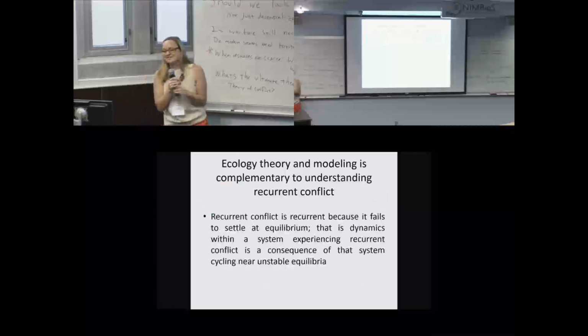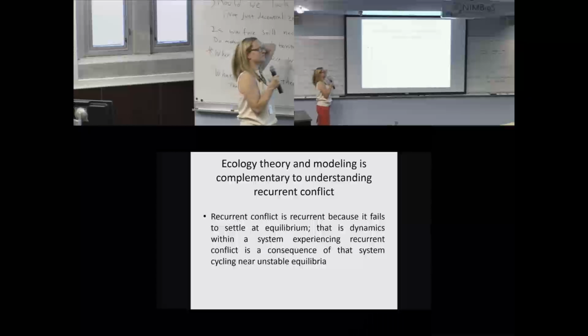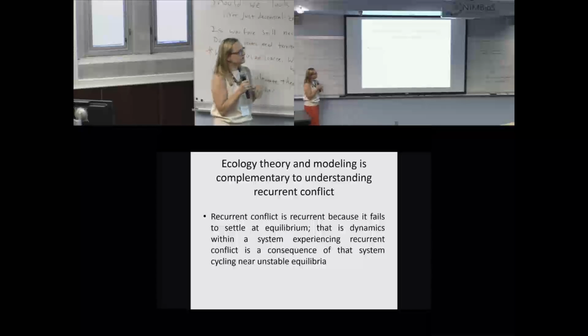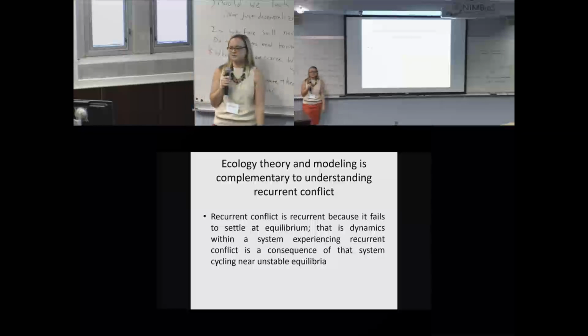Okay, this is my last slide. My big hypothesis is that recurrent conflict is recurrent because it fails to settle at equilibrium. That is, the dynamics within a system experiencing recurrent conflict are a consequence of that system cycling near unstable equilibria.